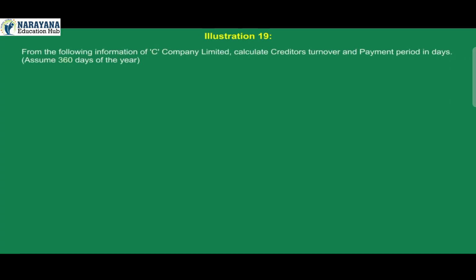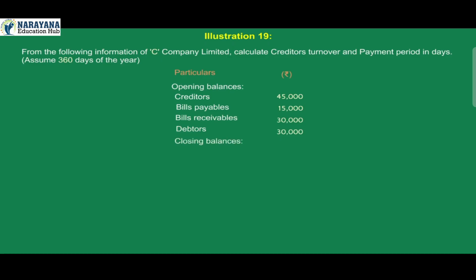Illustration 19. From the following information of C Company Limited, calculate creditors turnover and payment period in days. Assume 360 days of the year. Particulars: amount. Opening balances: creditors 45,000, bills payables 15,000, bills receivables 30,000, debtors 30,000. Closing balances: creditors 40,000, bills payables 20,000, bills receivables 40,000, debtors 20,000.